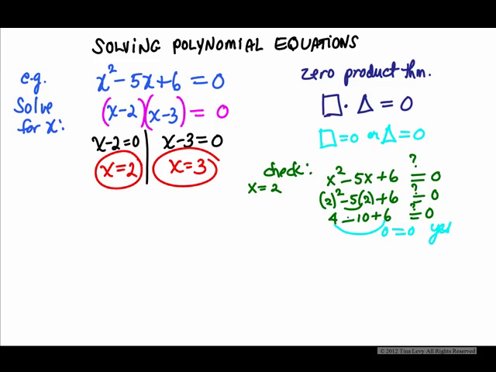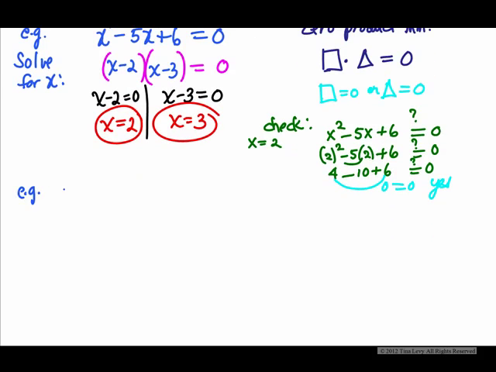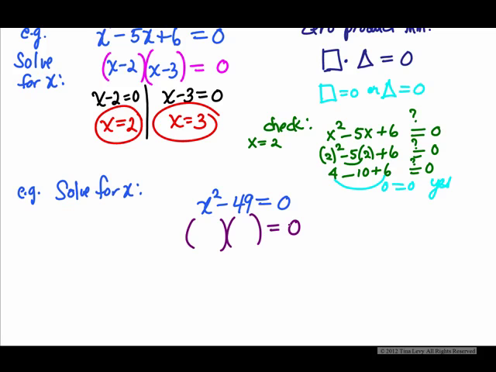For these problems, the difficulty will mainly be the difficulty in factoring. So for example, suppose I say solve for x: x squared minus 49 is 0. Right away, because I have 0, everything's okay, because then I can write it as a product of two expressions equals 0. The key here is you must have 0. And if I go back here, that's the important part of that zero product theorem.